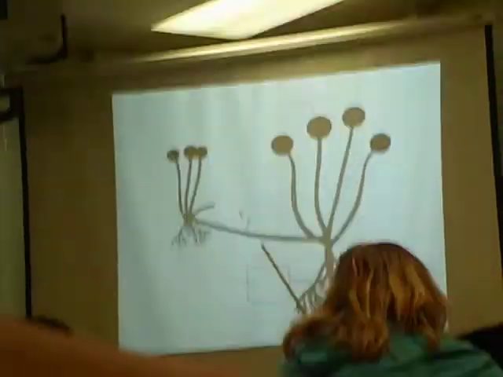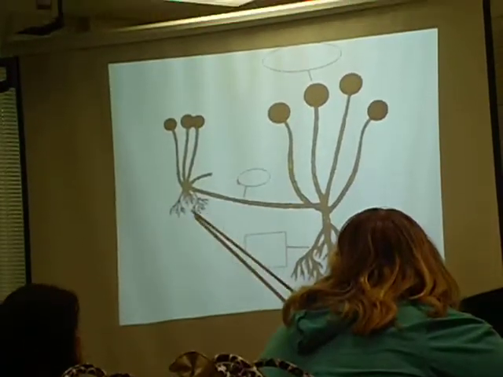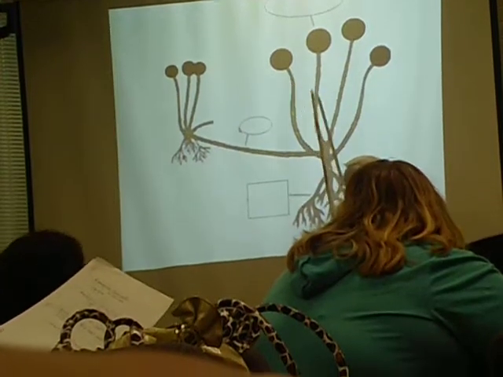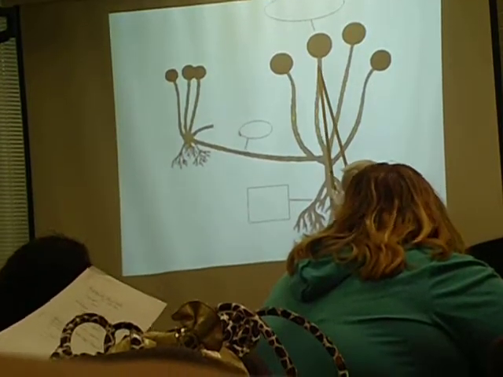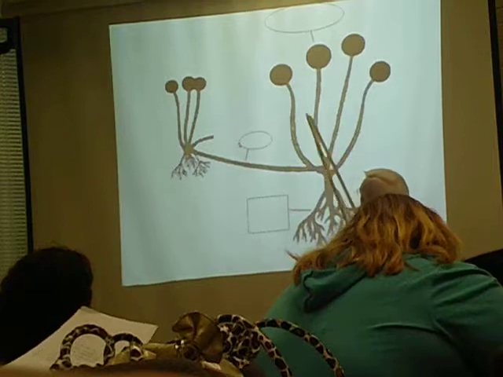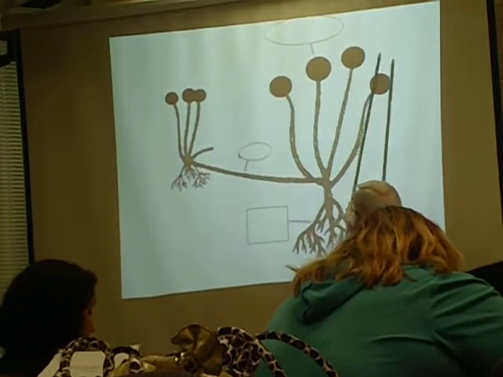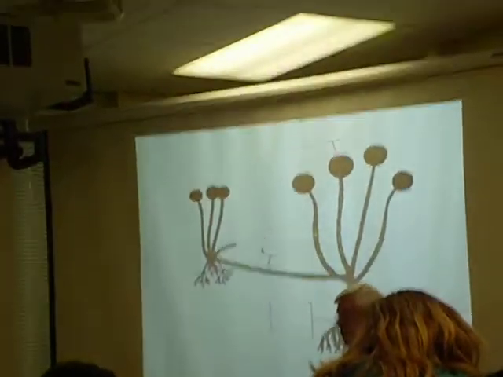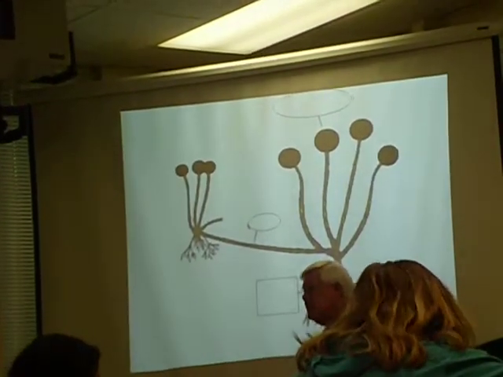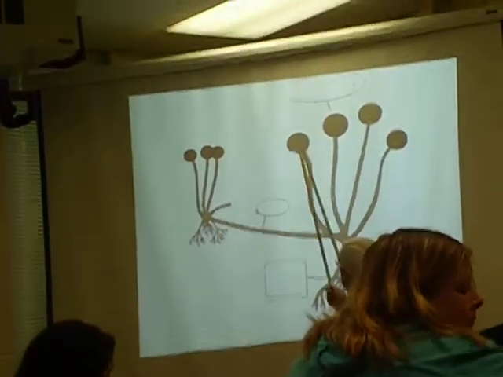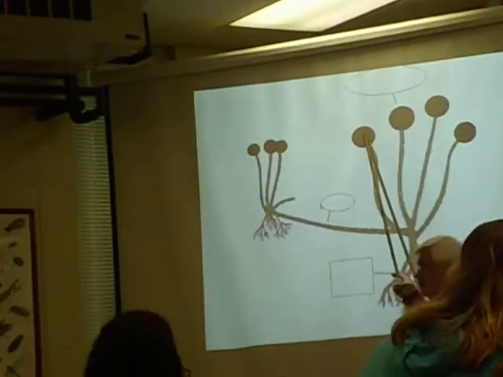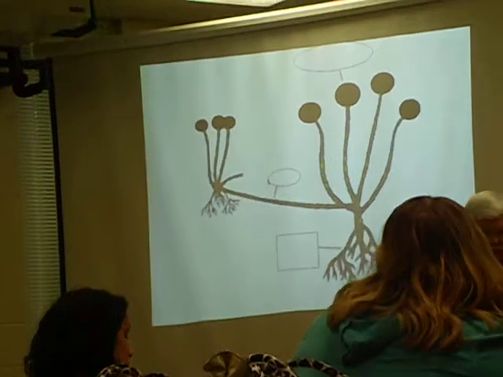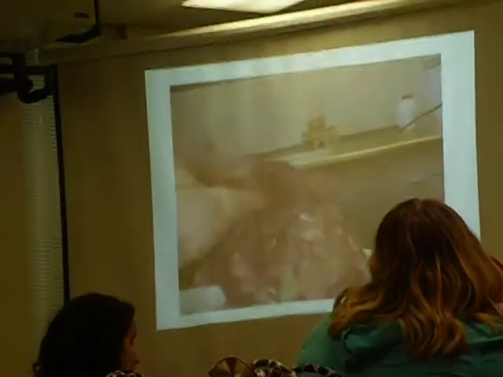What is this structure? These? Stolons. The aerial hyphae? Sporangia. Is this sexual or asexual reproduction? Asexual. What is produced by these? Spores. Just plain spores, not sporangia spores.